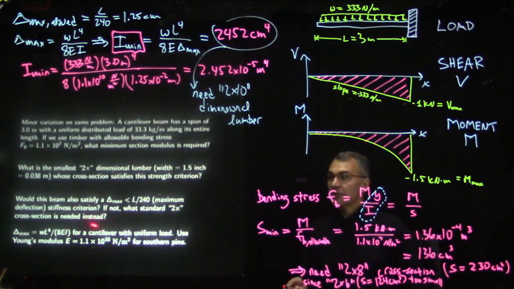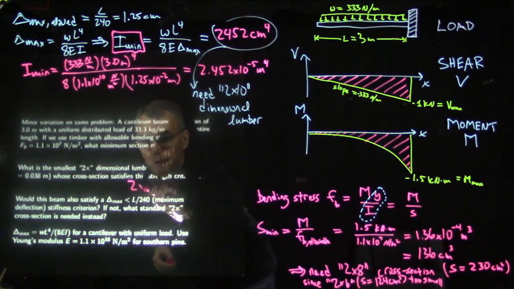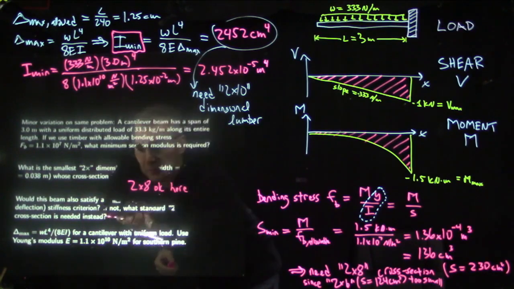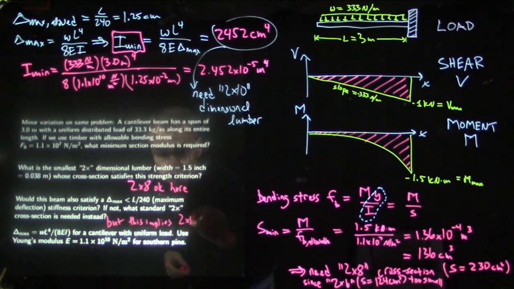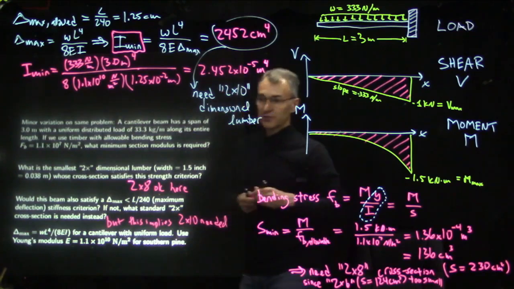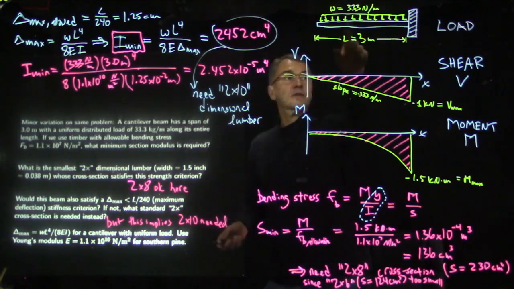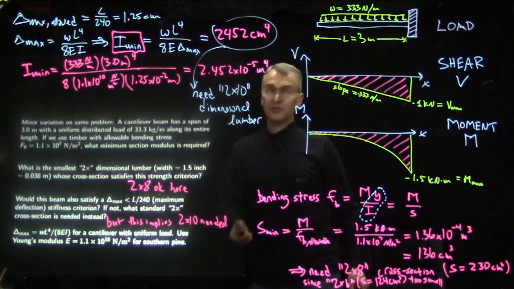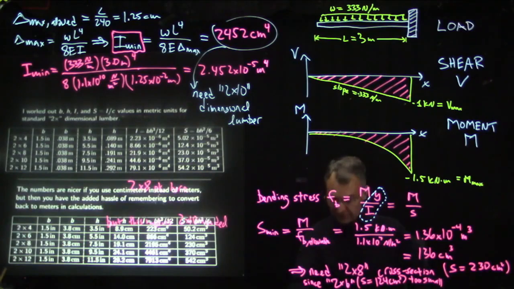So he tells me. So it seems like we decided that a 2x8 would be okay here, but this implies 2x10 needed. Okay, so for the deflection requirement, it turns out this load on this span implied a 2x10. And notice that it is a lot easier if you could just go to a table and look up the values instead of having to do a whole bunch of math.